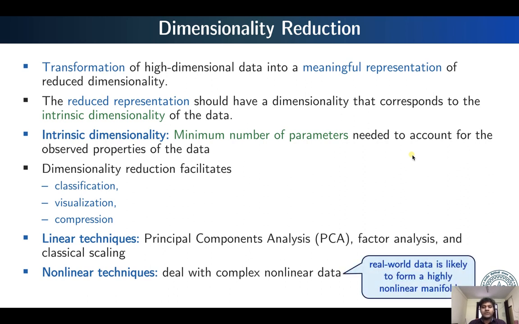And in fact, they are much more suitable for real world data such as single cell RNA sequencing data, because the real world data is likely to form a nonlinear manifold. Again, the manifold is the lower dimensional structure, and the shape of the manifold can be very nonlinear in case of real world data. So that's why these nonlinear techniques can handle the real world data better as compared to linear techniques.